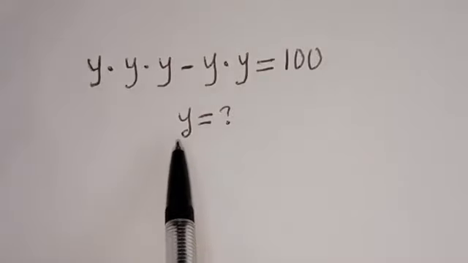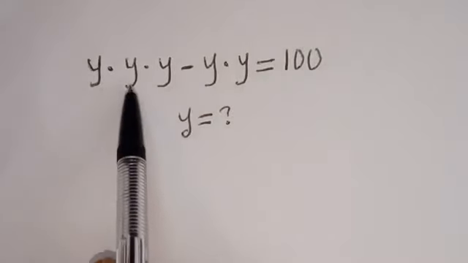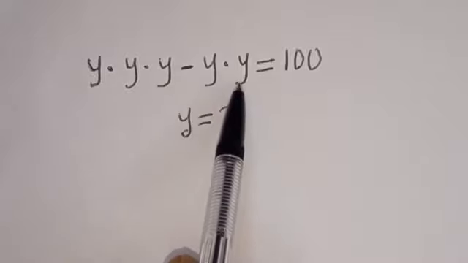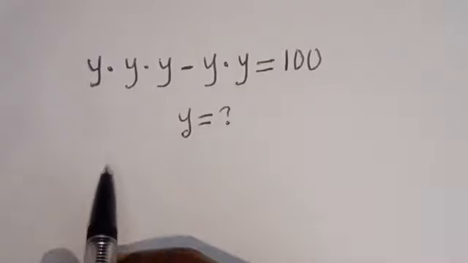Hello, how to solve for y in this equation? y multiplied by y multiplied by y minus y multiplied by y is equal to 100. Solution.